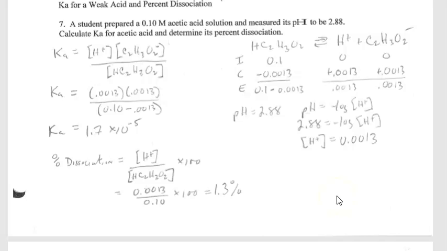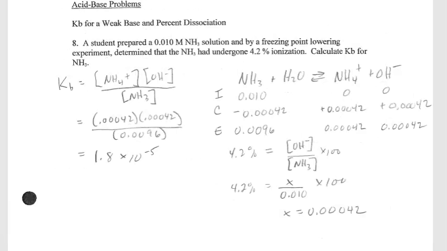All right, moving on to question 8. This is the last question in this chapter 14 lecture to do, so let's check it out. All right, in question 8, now we're given the weak base. We have the ammonia concentration, and we're told that ammonia has gone through 4.2% ionization. So 4.2% of the ammonia has changed into the ammonium ion and the hydroxide ion.